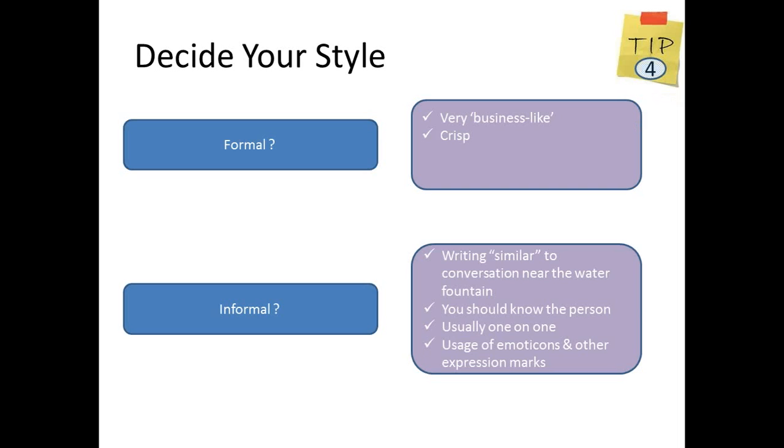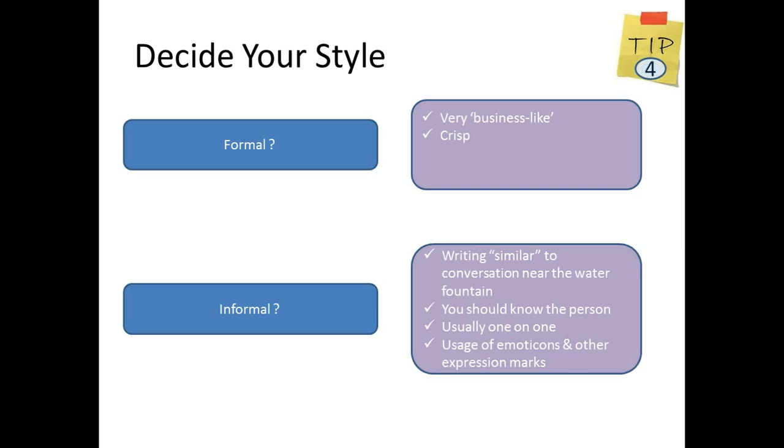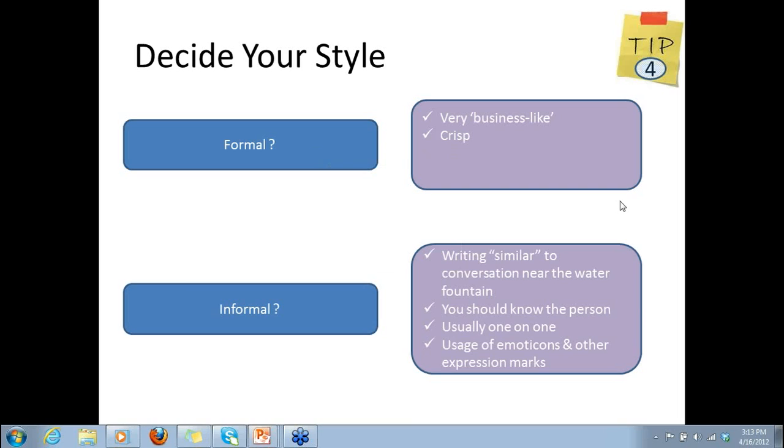Secondly, don't write an informal email to somebody that you don't know. An informal email should be written to someone whom you know. And usually it is one-on-one emails. You will not write an informal mail to many people unless all of them are your friends. And usage of emoticons and other expression marks, absolutely fine, because it's an informal email, you are trying to communicate emotions.